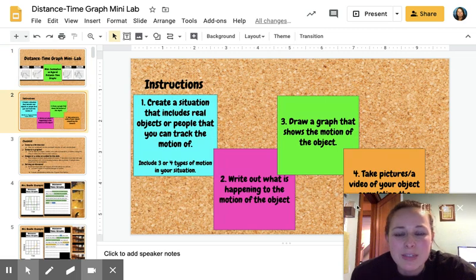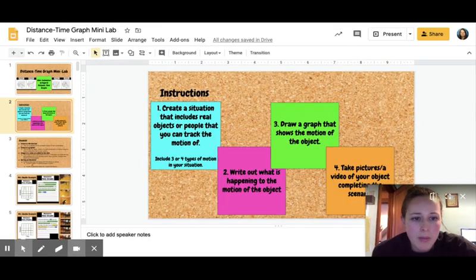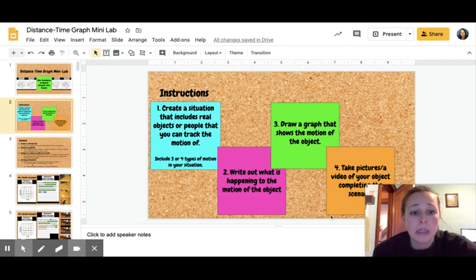So the instructions for this lab are pretty simple. I'm going to slide my screen over just so you have a little bit more that you can see. So, number one, you're going to create a situation that includes real objects or people that you can track the motion of. This can be everything. My two examples are a cat and a Play-Doh ball. So, it can literally be anything that moves. If you want to use similar objects to what you did for your speed lab, that's fine.